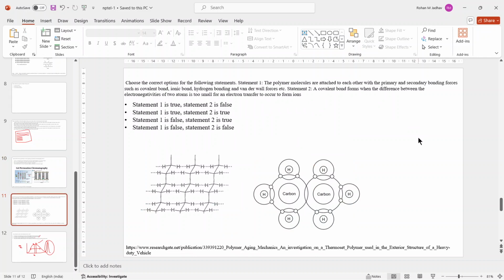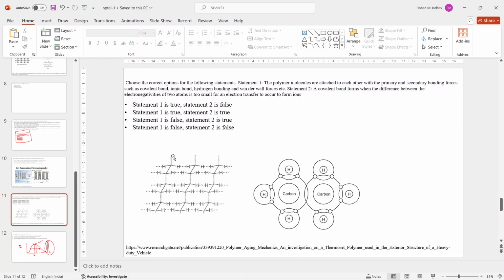Then we have: the polymer molecules are attached to each other with primary and secondary bonding forces such as covalent bond, ionic bond, hydrogen bonding, and van der Waals forces. So we know that the polymer backbone is usually formed with covalent bonding, and the subsequent bond types are ionic bonds, hydrogen bonds, and van der Waals forces which exist between the polymer molecules.